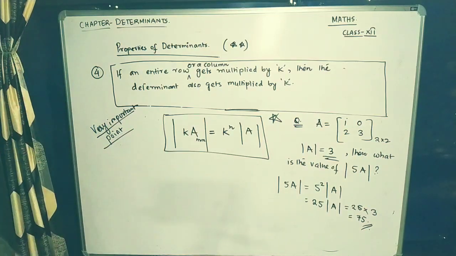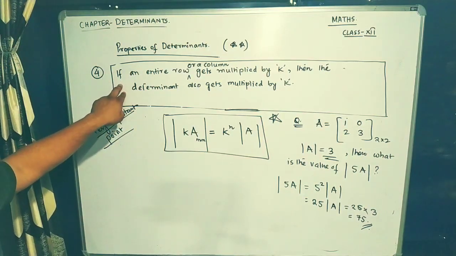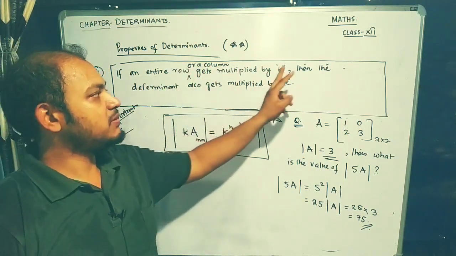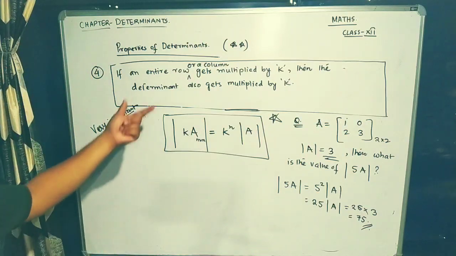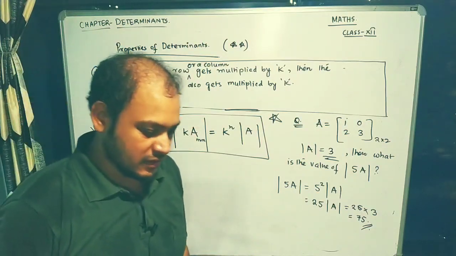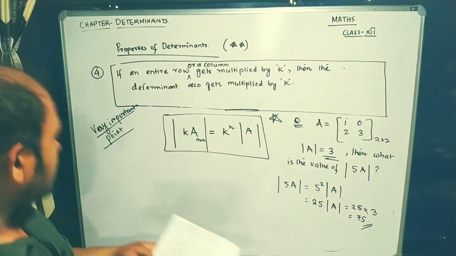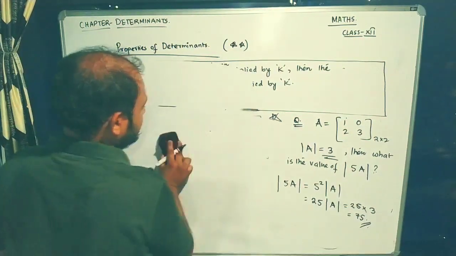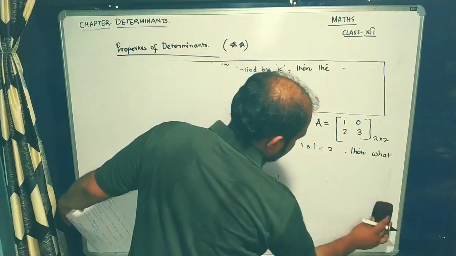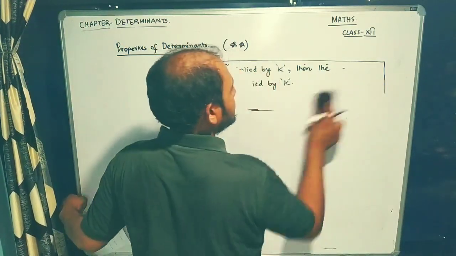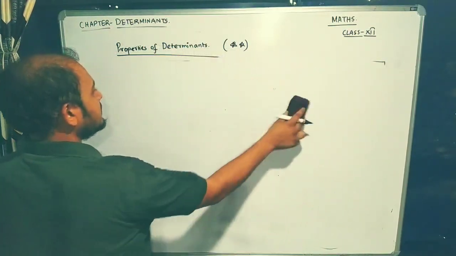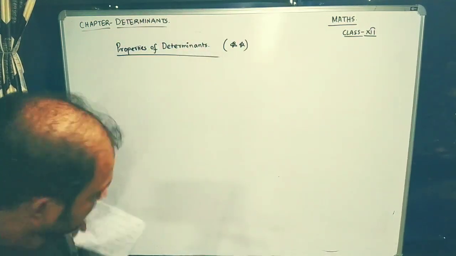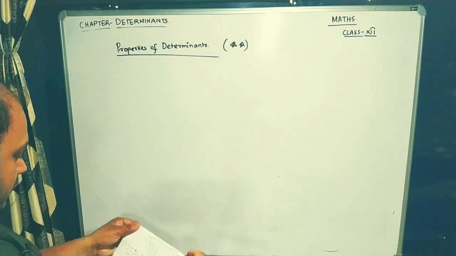Okay, so now this was all about property number 4, and it tells you that if an entire row or a column gets multiplied by k, then the entire determinant also gets multiplied by k. You keep this property in your mind. Let's move to another property, property number 5. So keep all of these properties in your mind while solving questions. I advise you to go through all of the properties regularly. Let's move to property number 5.